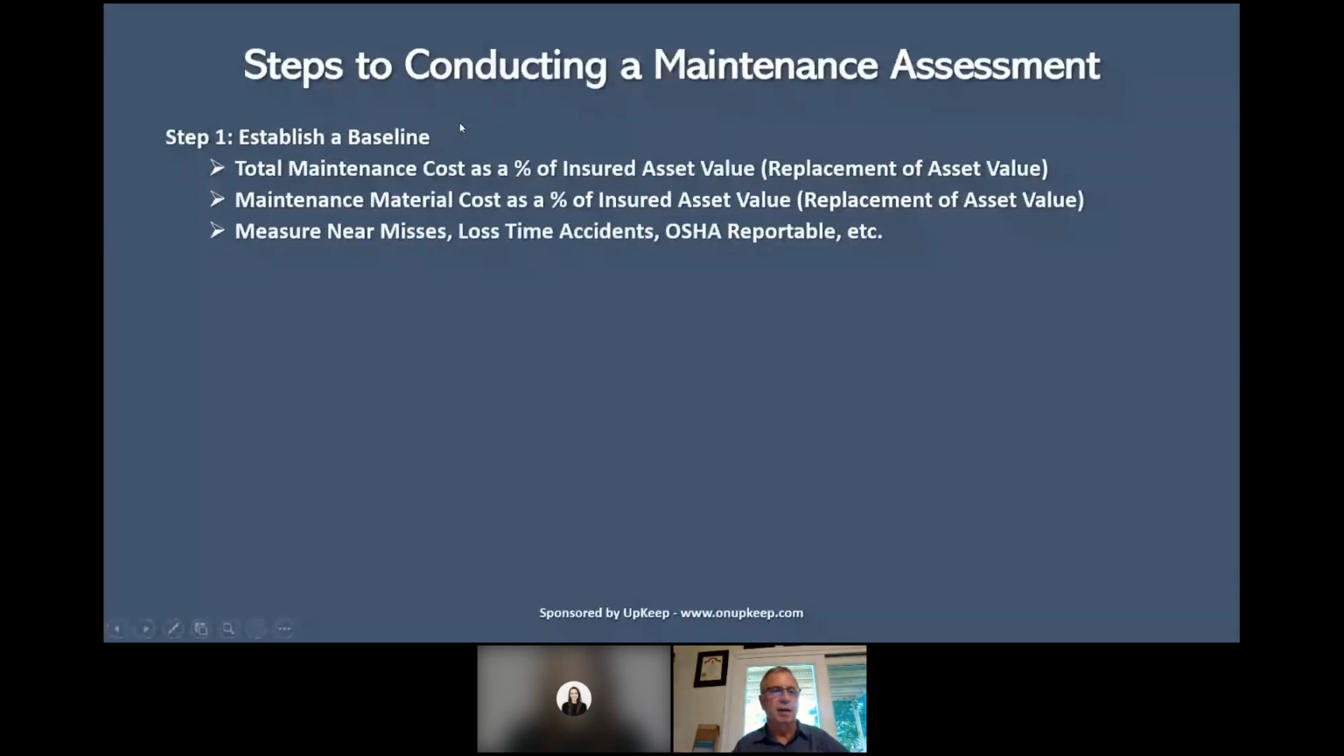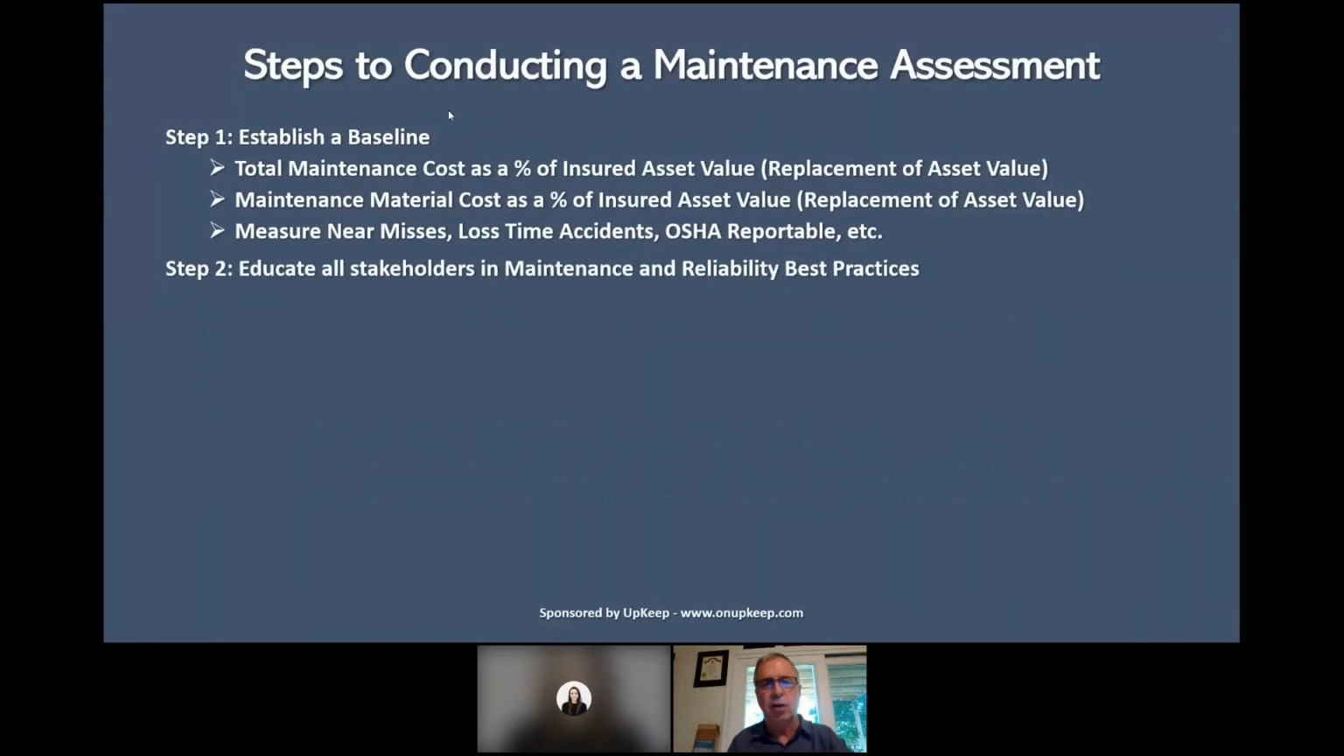I believe in measuring the safety part of it, because safety and reliability have a direct correlation. So measure near misses, lost time accidents, OSHA reportables, however you have to do that. Think about this: we're establishing the baselines, that's all we're doing right now.